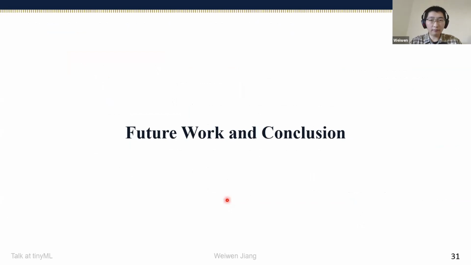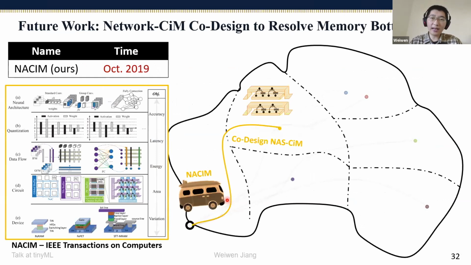Okay, so finally, I will introduce some future work and the conclusion. In the past year, we have also explored the computing-in-memory architecture to solve the memory bottleneck. I think this is a well-known problem in the implementation of machine learning. And we observe that emerging devices like RRAM or the memristor can be useful to solve such a problem.